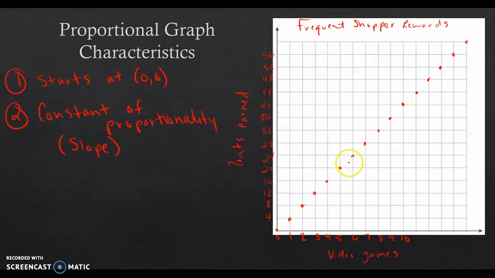So like I said, when we were doing the frequent shopper rewards, we needed to put (0, 0), because if I buy 0 games, then I get 0 points. And then from there, we went up 4 and over 1 between each of our points. And so that's our constant of proportionality. But those are the two things that a graph or a proportional function would have. The fact that they start at (0, 0), and you can see that in a table as well, right? And that we have a constant of proportionality, or that constant rate of change that we call slope.